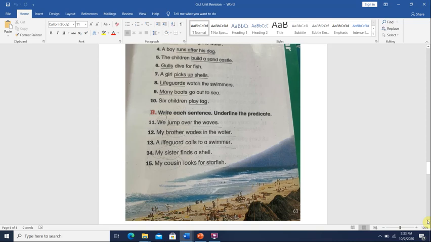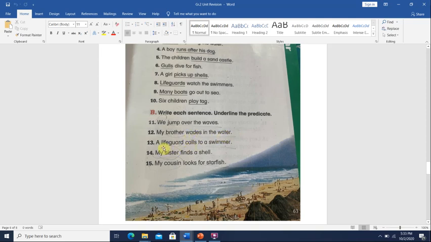The predicate is what the subject is doing. So here, number 11, we jump over the waves. The predicate is jump over the waves. It starts from the verb all the way to the end. Number 12, my brother wades in the water. The predicate would be wades in the water.